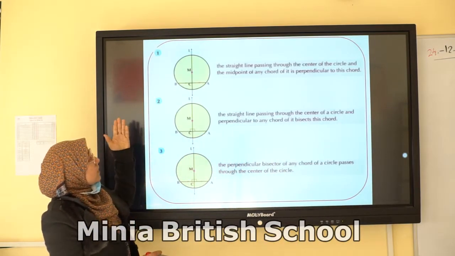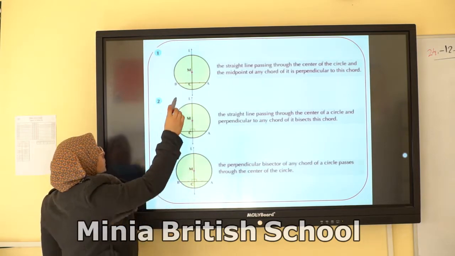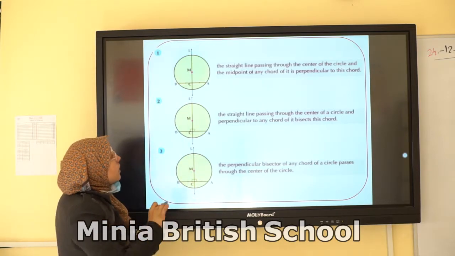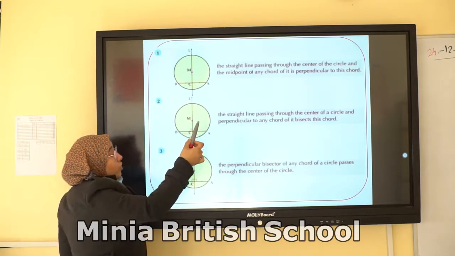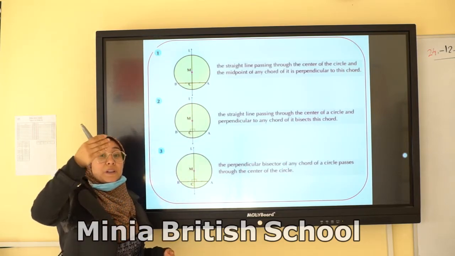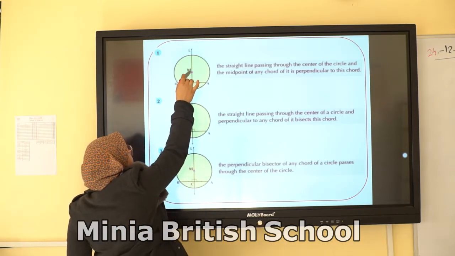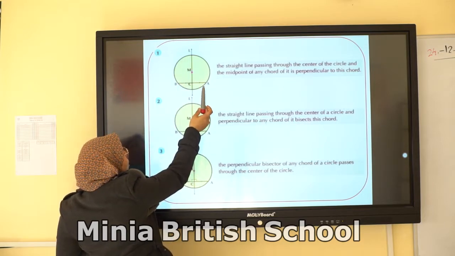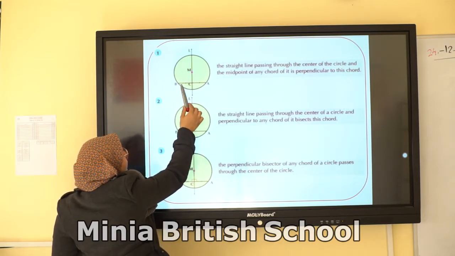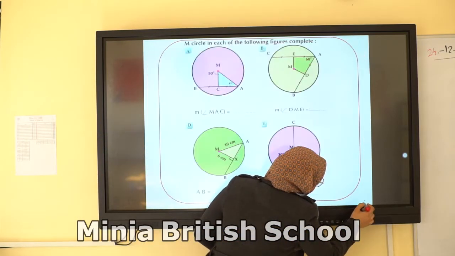Now, in case number 1, a straight line passing through the center of the circle and passing through the midpoint of any chord of it is perpendicular to this chord. So the straight line here passes through the center of the circle and also the midpoint of this chord, therefore it is perpendicular to it.